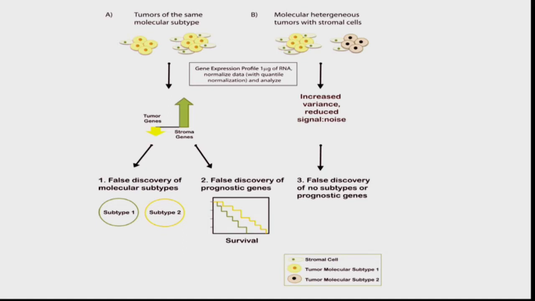So this here is tumours of the same molecular subtype. We hypothesize that if there's an admixture of different cell types, you may falsely discover subtypes. They're just associated with the fact that you have a mixture versus something that's purer. Equally, if you had very different subtypes but sampled them differently, such that you have different amounts of peripheral cells, you may increase the variance or the noise in your signal, and you may miss the discovery of important subtypes.